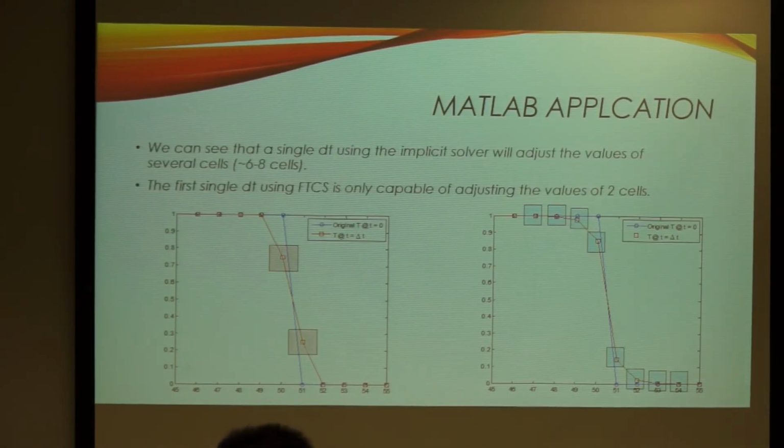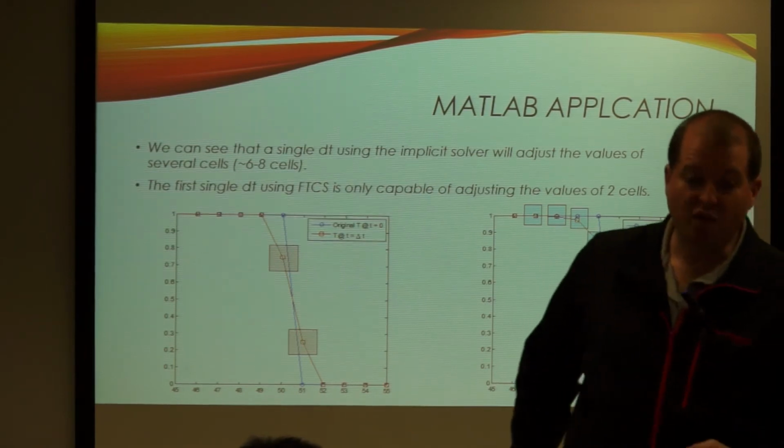So we see that in a single dt, the implicit solver will actually adjust many cells. This cell might be 1, but all of the cells close to that initial interface are not 1 anymore. They've been adjusted. Same with these guys down here. Using FTCS in a single dt, only this cell and this cell will have their temperatures changed.